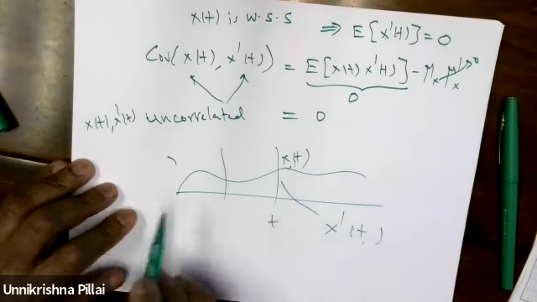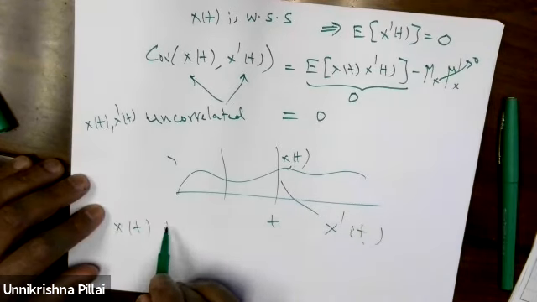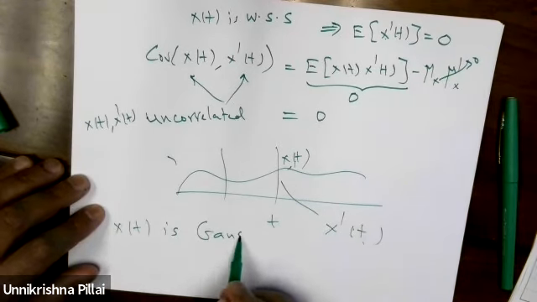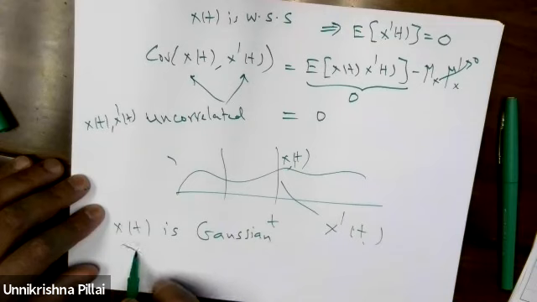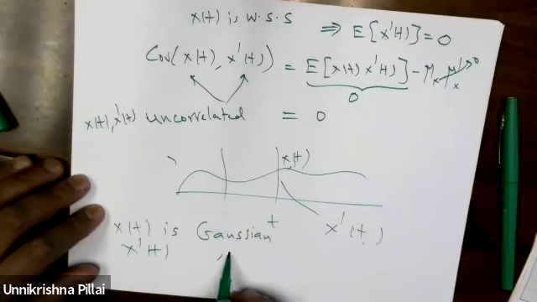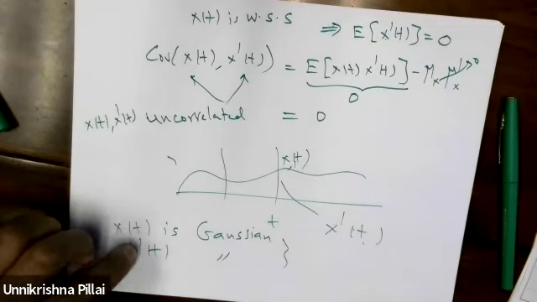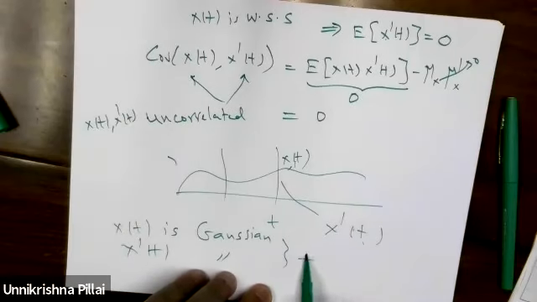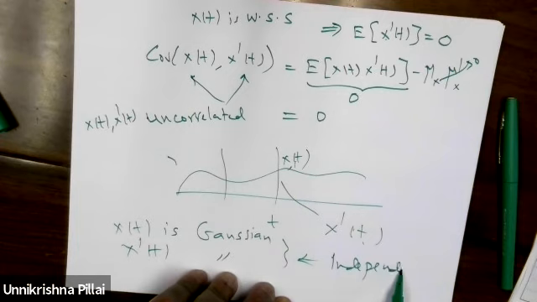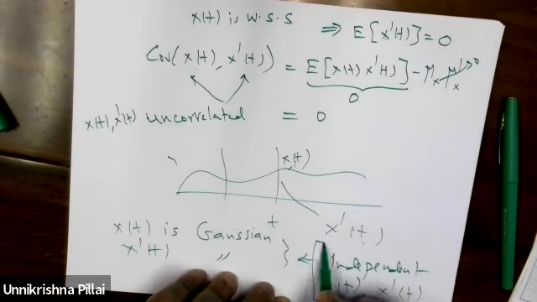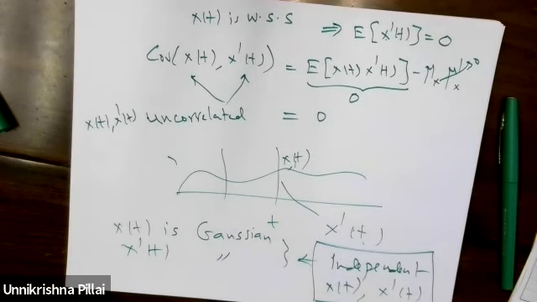And of course, if x of t is also Gaussian, then remember the derivative is a linear operation, so x prime t is also Gaussian. If these two are Gaussian, then uncorrelated means they are also independent. That's all I wanted to say. So x of t and x prime t are independent. This is a useful result if it is Gaussian.